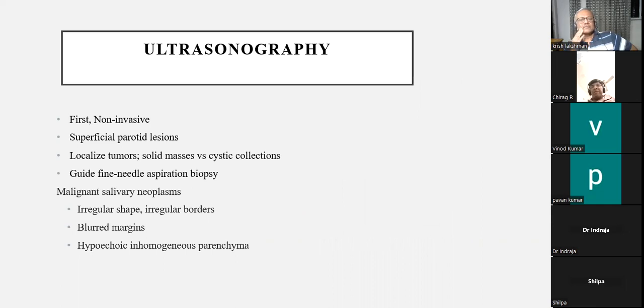When coming to the diagnosis of the lesions, ultrasonography is the first initial investigation of choice, and it is non-invasive and cost-effective. It is most useful in superficial parotid lesions. It localizes the tumor and differentiates between solid and cystic collections. It also guides the fine needle aspiration biopsy. On ultrasonography, malignant neoplasms may appear with irregular shape, irregular borders, blurred margins, and hypoechoic inhomogeneous parenchyma.